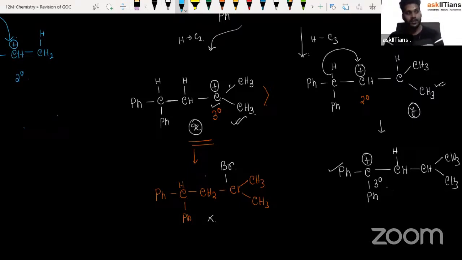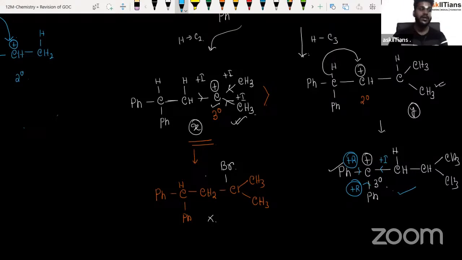This 3-degree carbocation is stable because of 3 plus I effect showing groups, isn't it? Or you can say hyperconjugation, whatever you like to say. But here we have a 3-degree carbocation where I have 1 plus I effect and 2 plus R effect. The phenyl ring shows plus R effect. It shows resonance. So that's why, guys, this carbocation is more stable. So that is why it would come through this pathway.